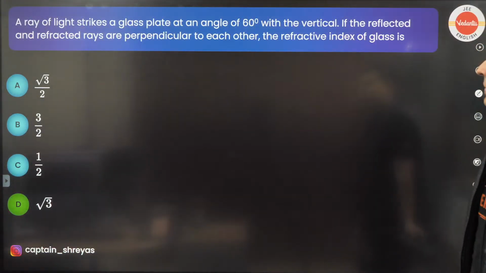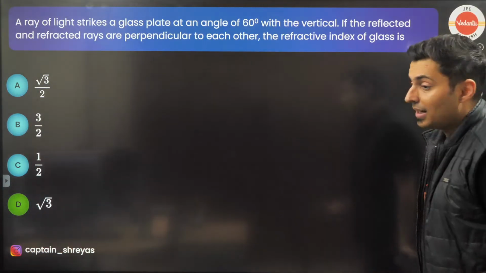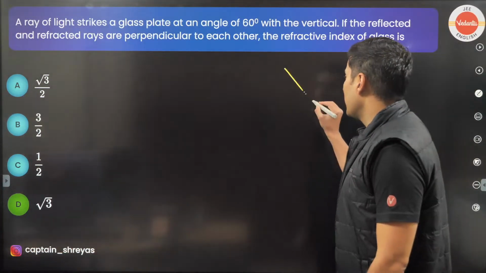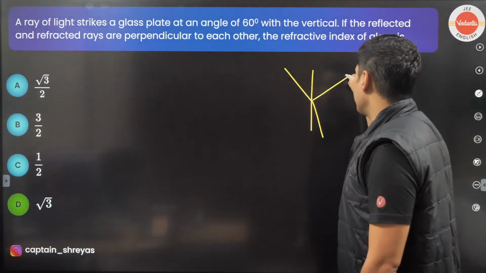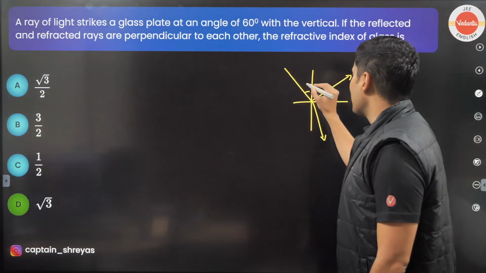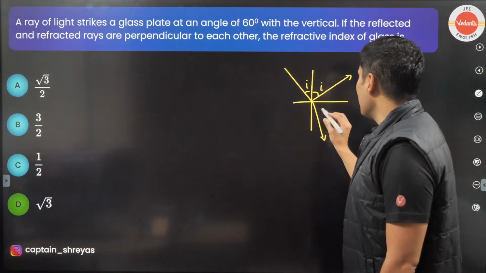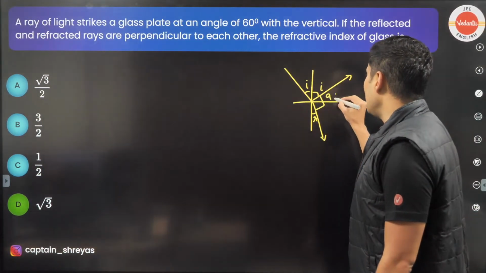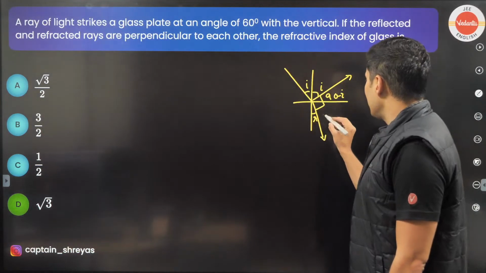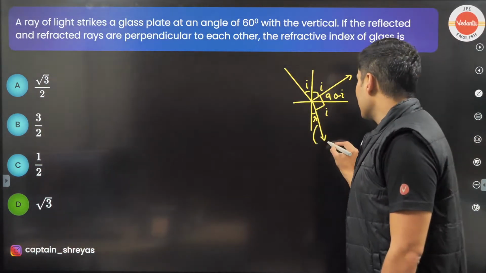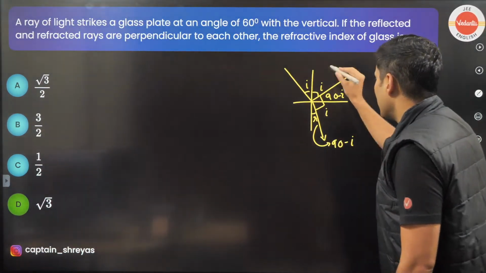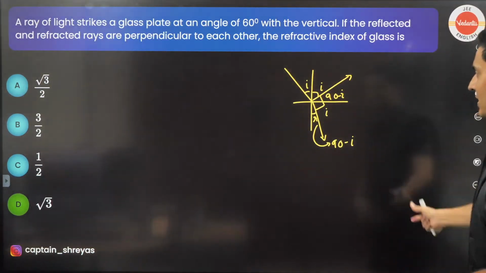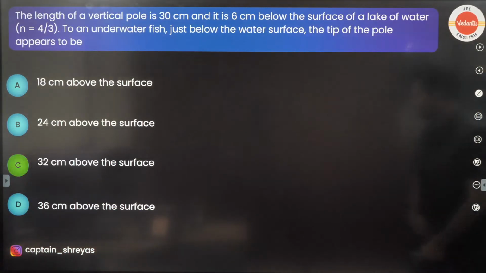So for the previous problem, can you solve using Snell's law? Definitely, bacha. This previous problem, you can use Snell's law as well. You can assume this is I, this is also going to be I, and then this is going to be R, and this is perpendicular. This is 90 minus I, and then this is again I. So again, this is 90 minus I, and then you can use Snell's law and solve it. Yes, definitely you can solve it using Snell's law.